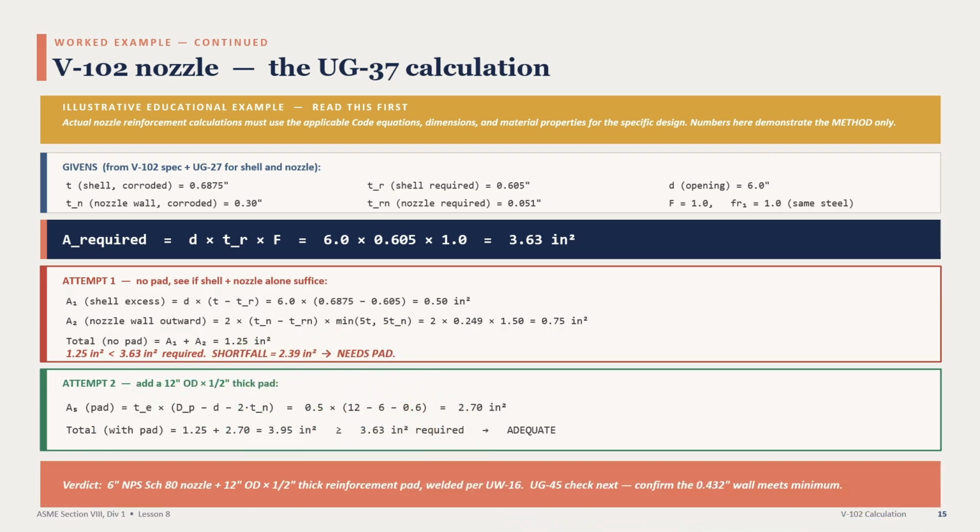Verdict: 6-inch NPS Schedule 80 nozzle plus a 12-inch OD by 1/2 inch thick reinforcement pad welded per UW-16. And we still need to run the UG-45 check to confirm the 0.432-inch nozzle wall meets minimum. It does comfortably. So, design complete.